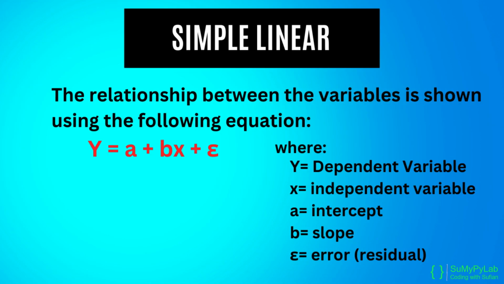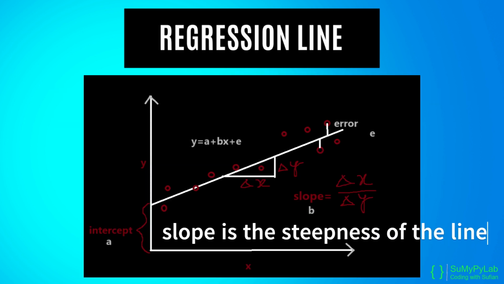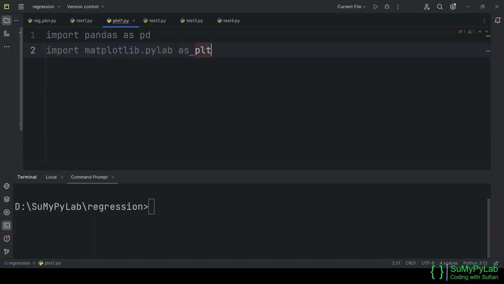The relationship between the variables is shown using the following equation. Y equals a plus bx plus epsilon, where y is the dependent variable, x is the independent variable, a is the intercept, b is the slope, and epsilon is the error or residual. Here are the variables of the equation, y equals a plus bx plus epsilon. In this lesson, we won't go into the detailed calculations, rather we will jump straight into the plotting activities using Python Seaborn package.